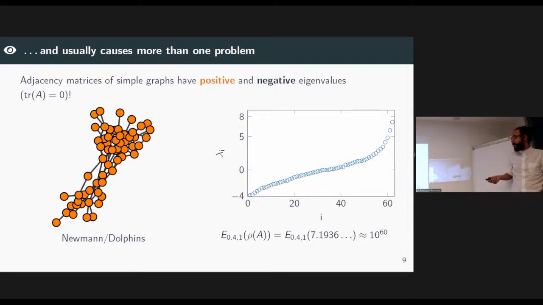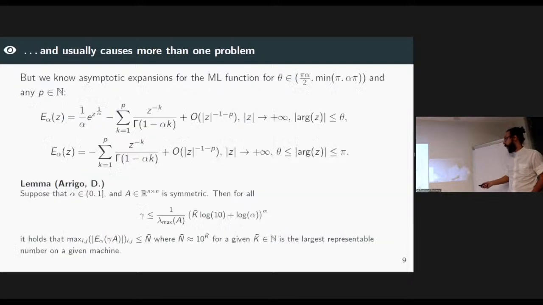As I've said before, I'm looking at matrices that have no loops, so their trace is 0. And this means that I've got both positive and negative eigenvalues. For example, this is a social network of dolphins. And if you plot the eigenvalues of the adjacency matrix, you see that you have -1, no problem, and some +1. But the Mittag-Leffler function is explosive, more than exponentially, on positive values. So this may be a problem.